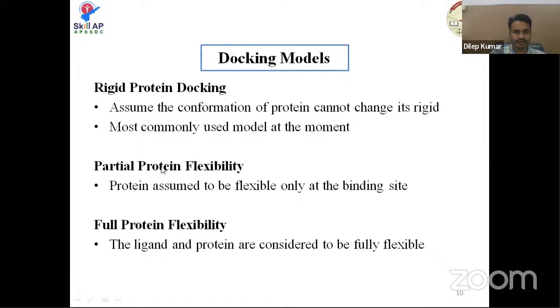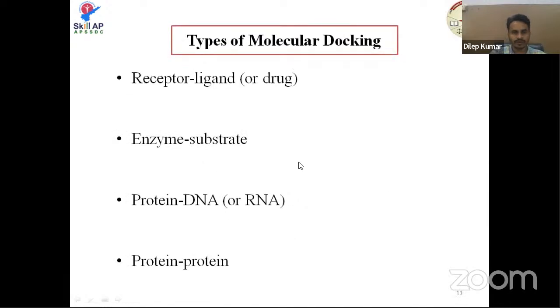Here we consider the flexibility of the protein only at the binding site or the active site. Whenever we consider only this, it is called partial protein flexibility docking. In full protein flexibility docking, the ligand and protein are both considered to be fully flexible. So these are the different modes of docking, but typically we employ the rigid protein docking model in order to assess the dock score as well as to understand the types of binding interactions occurring between the drug and the target molecule.